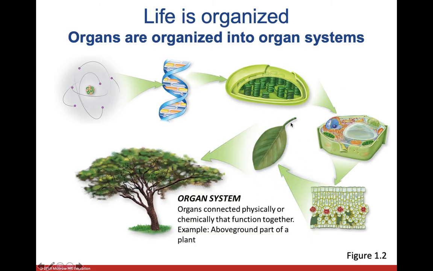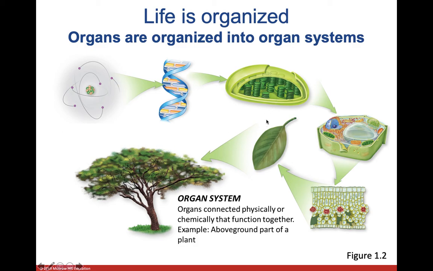Now, if you take all of the different organs inside of an organism, in this case all of the different leaves that produce energy, and in our case, if you take your liver, you group it with your kidneys, your heart, your lungs, all of the different other organs that you have that do things to allow you to live, and you group them together, you're going to get an organ system.